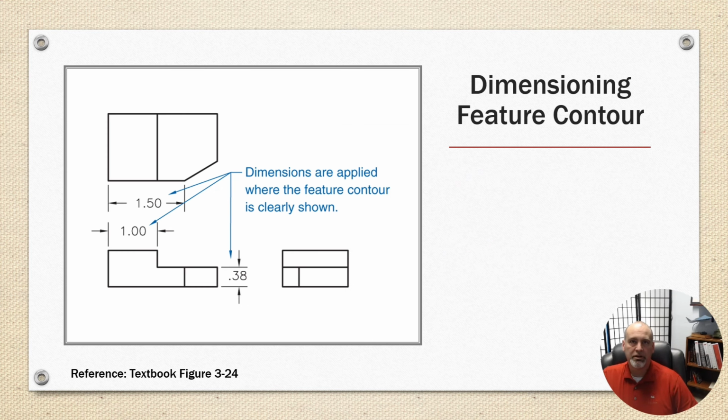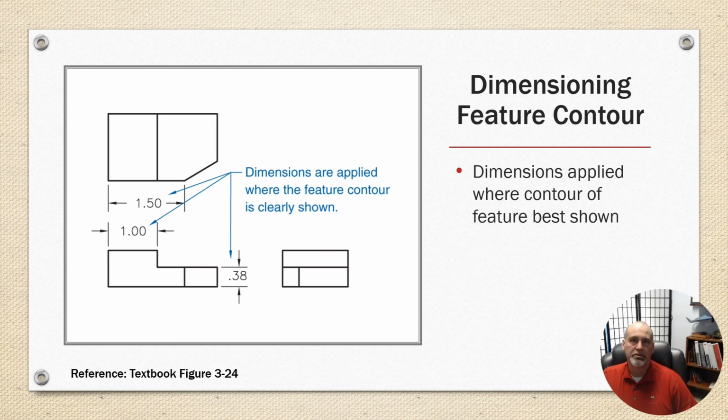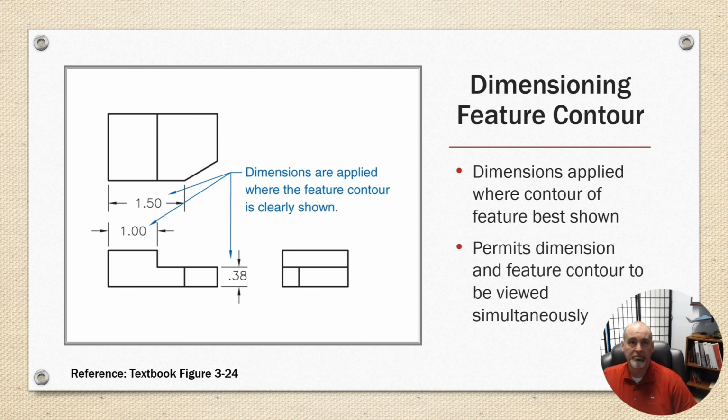Okay, dimensioning feature contour. So dimensions applied where a contour feature is best shown. So you want to see the profile. So if you look at the dimensions on the left, in the front view, you've got the 1 inch and 3/8 because you're seeing the perimeter of those dimensions. Whereas the 1.5 that goes to an angled feature, it's better to put that one where it's following the profile of the top view. Okay, and it permits dimension and feature contour to be viewed simultaneously.